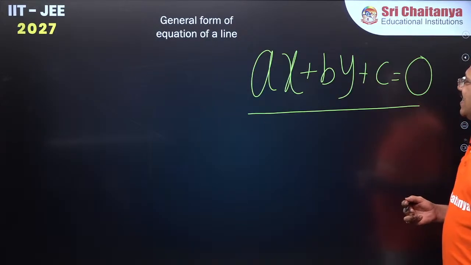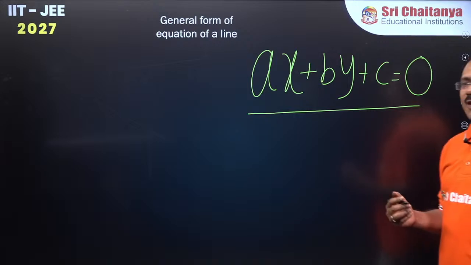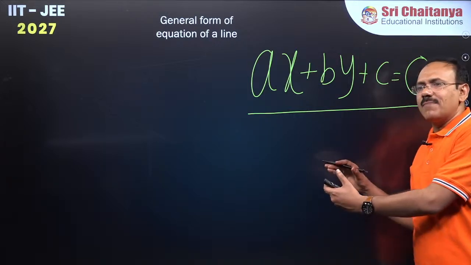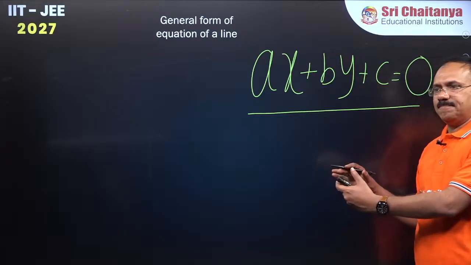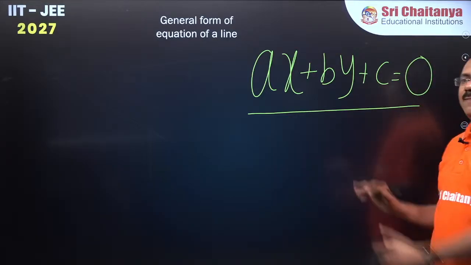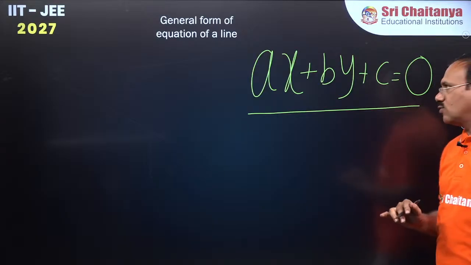Right. Yes. So general form of the equation of a line, dear students. Finally, whatever format you apply, the final equation will be like ax plus by plus c equal to 0.